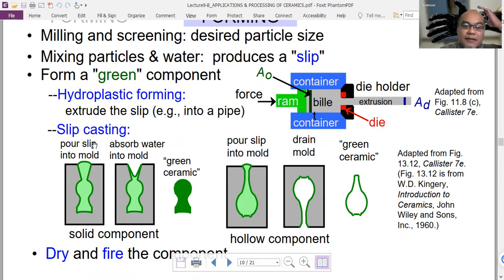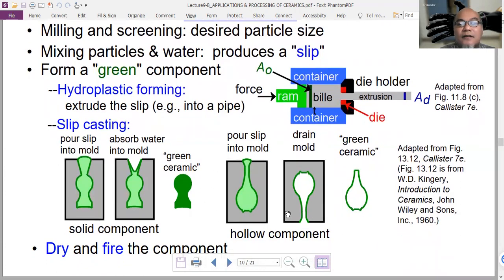Or by slip casting here, pour the slip into a mold, and absorb the water into the mold. This becomes a ceramic. Or if you want to make a hollow component like this, turn it upside down so that this one will go out, and then we form a hollow component with a cavity in the middle. Like this. And after that, we dry and fire the component to strengthen the structure.